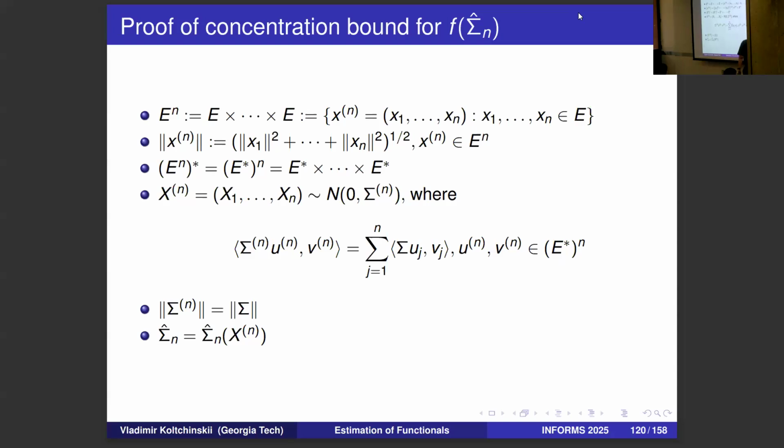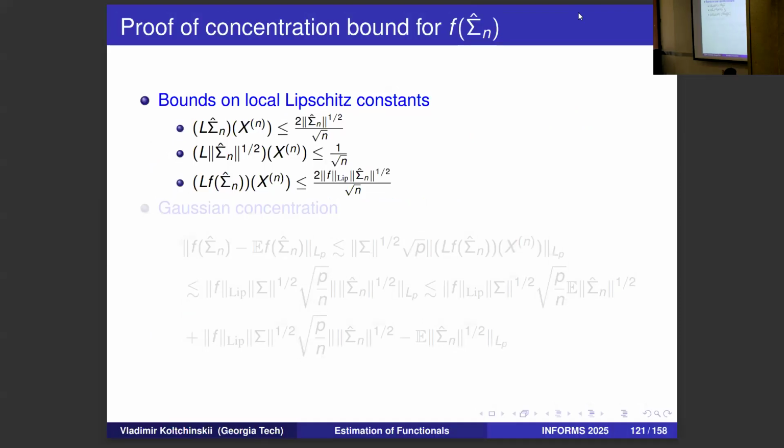And now our sample covariance can be viewed as something that depends on this Gaussian vector xn, because the sample covariance is a function of x1, ..., xn. Then we need to do our usual exercise. We have to bound certain local Lipschitz constants in order to derive a concentration inequality. So we will bound the local Lipschitz constant of this function sigma n hat that depends on xn.